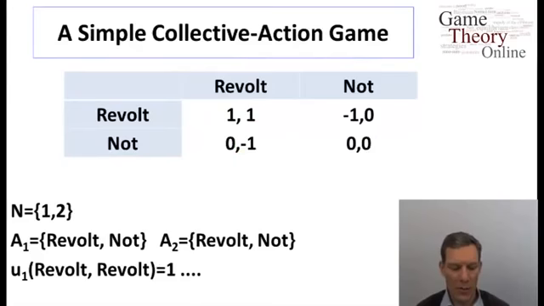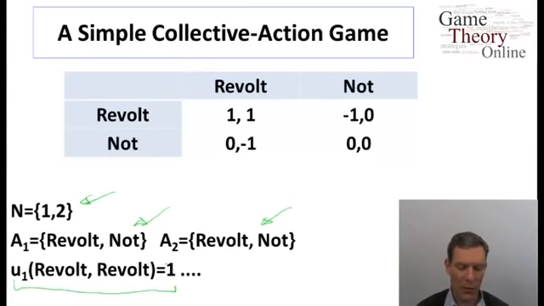So in terms of the players and the action spaces and the payoff function here, the set N is the set 1, 2. The actions are revolt or not for both players, so this is a symmetric game. They both have the same strategy space. They both have the same payoff function as a function of the possible pairs of actions for themselves and for the other. In this case, if they both revolt, they get a payoff of 1, and so forth.